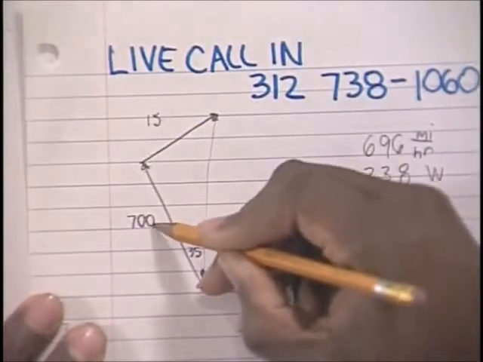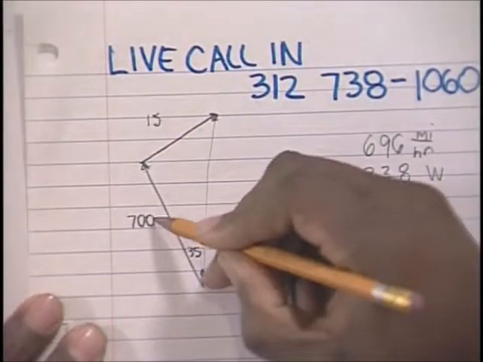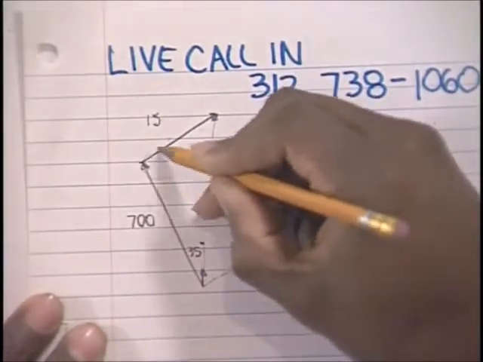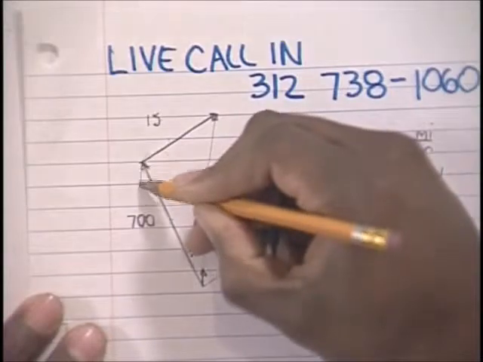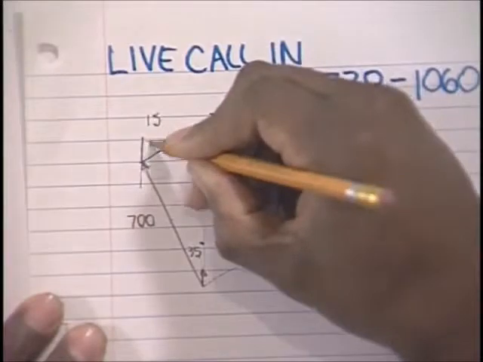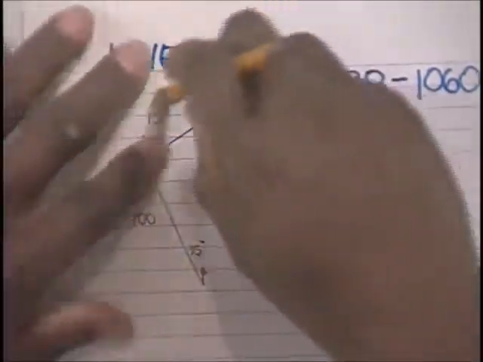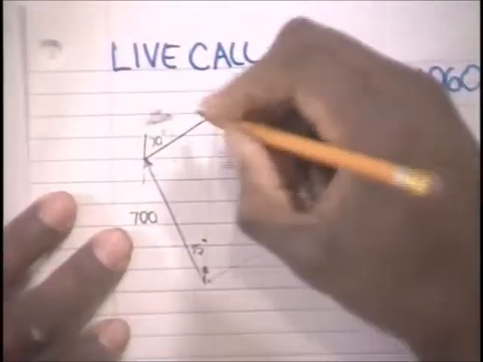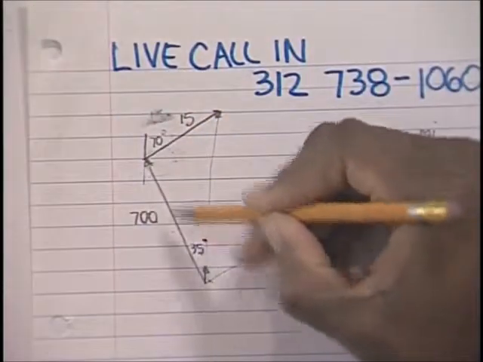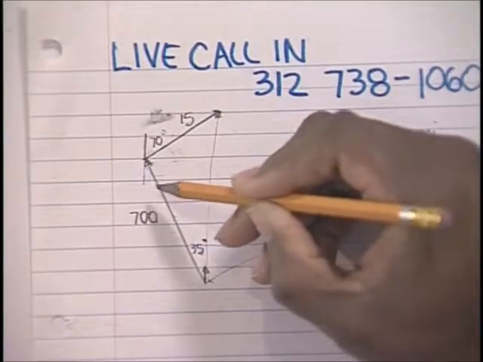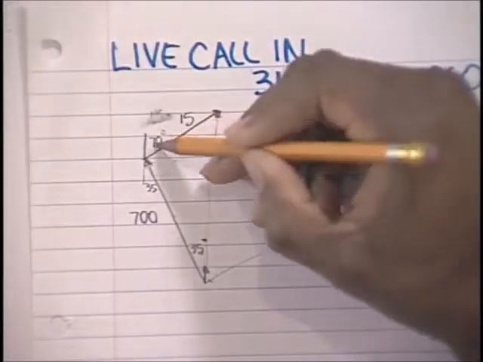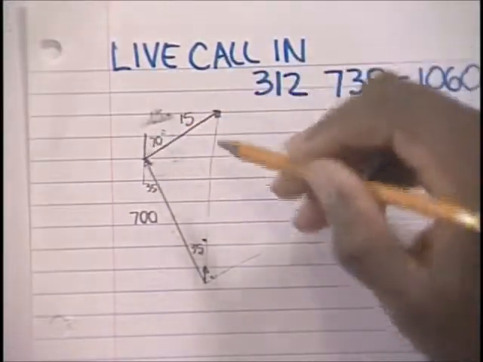This is 15, and that's 700. You really want this angle right here. So if this is 35, oh, by the way, this was given as 70 degrees, and this was given as 15. So if this is 35, what's that? 35. All right, so that's 35. And if this is 70.